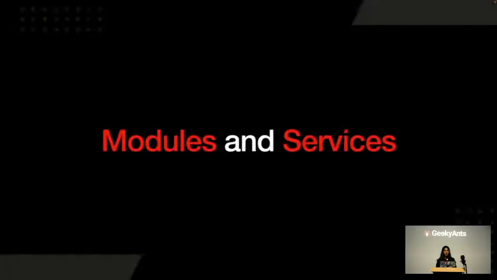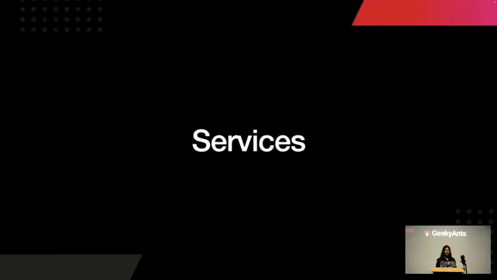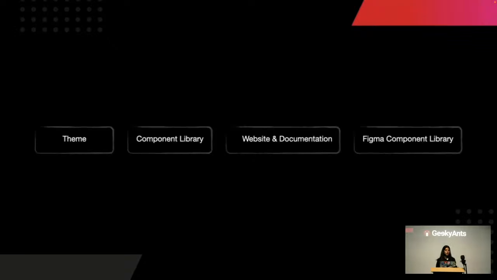So let's talk about the modules and the services that are involved in this design system builder. The services are, we need a theme. This generates the theme, which can be used in Chakra, NativeBase, or Tailwind, which most people use these days. Then creating a component library and building a documentation website that includes all the in-depth knowledge about a particular design system. And then designers need a Figma component library.